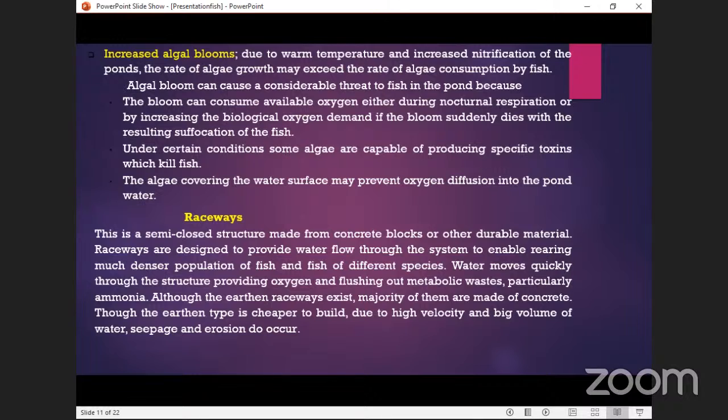I hope you are able to differentiate between algae and plankton. How can you differentiate between algae and plankton? Phytoplanktons. Yes. Algae, these are photosynthetic aquatic plants. But then the phytoplanktons, these are small living organisms that fish feeds on.